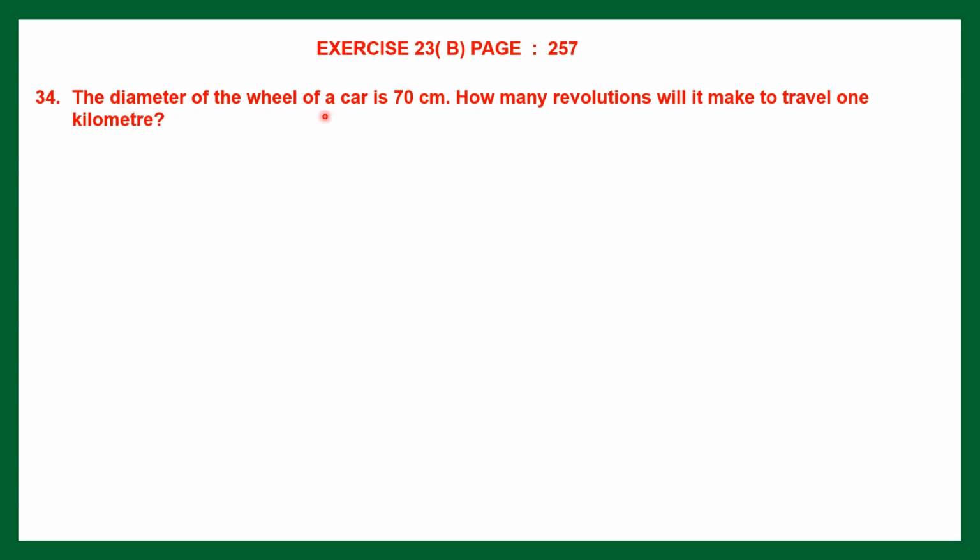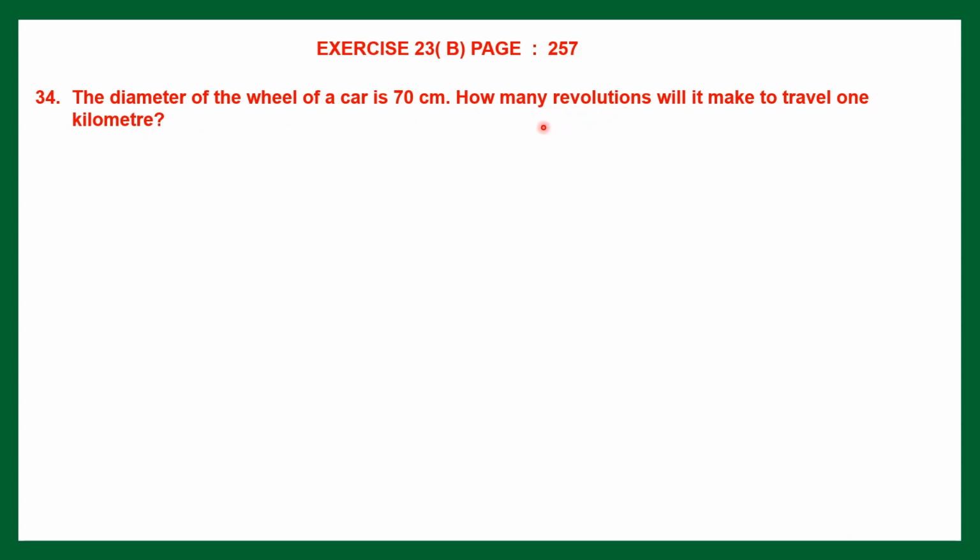The diameter of the wheel of a car is 70 centimeters. How many revolutions? When we are talking about revolutions of the wheel of a car, we are talking about the circumference of the wheel of the car. So how many revolutions will it make to travel 1 kilometer? So we have to find out the number of revolutions.